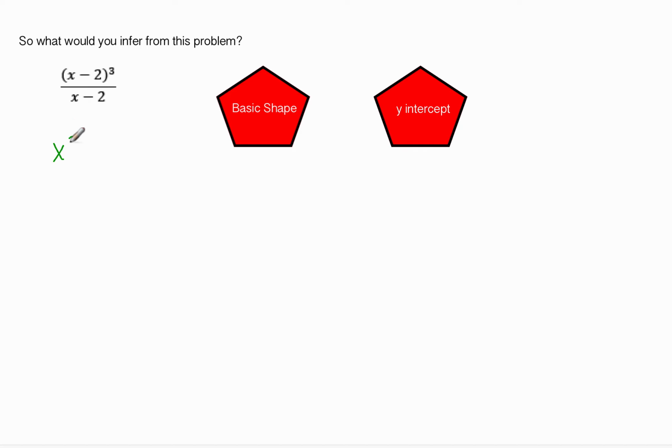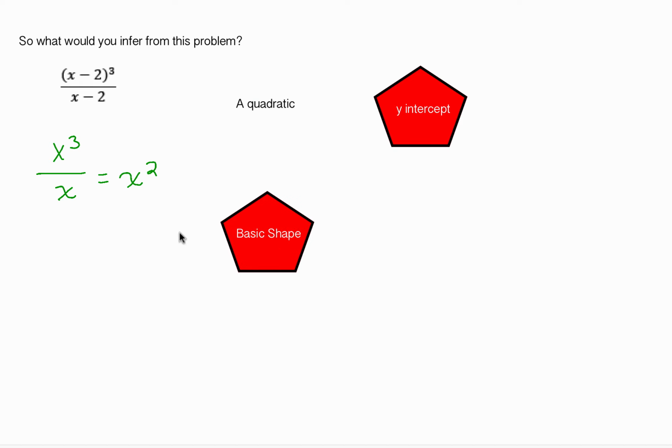Well, basically, I'm going to have an x cubed on the top. I'm going to have an x on the bottom. So that's going to leave me with an x squared. You got it. That means it's quadratic. It's positive x squared. So we know it's going to be both ends up. And the y-intercept here? Well, let's see.